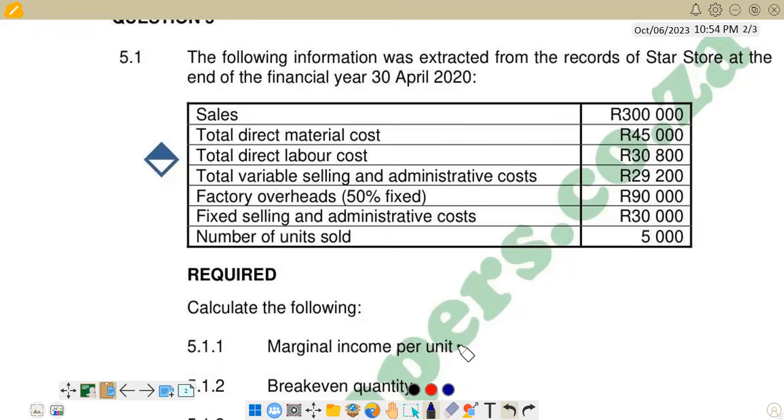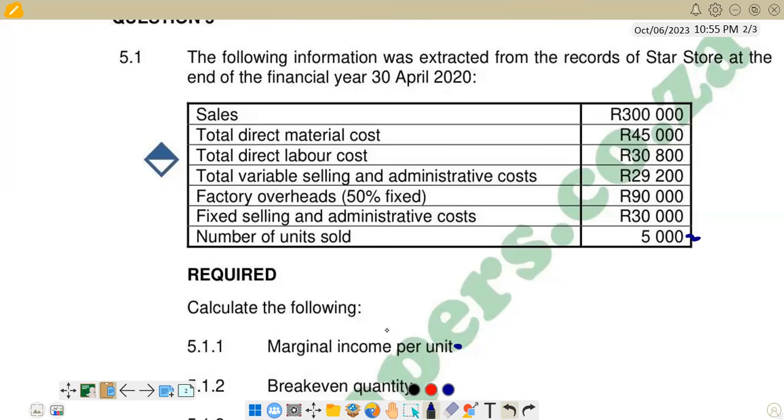The first one here is asking us to calculate marginal income per unit. So first of all, we need to find the marginal income. Then we divide by the number of units that we are given, that is 5,000. Then we can get the marginal income per unit.